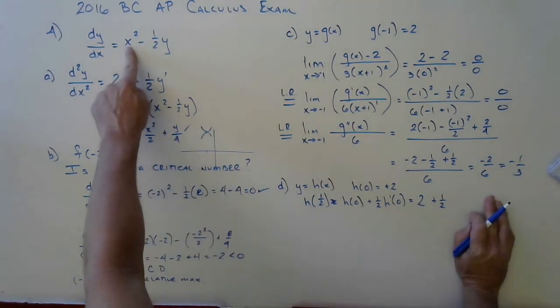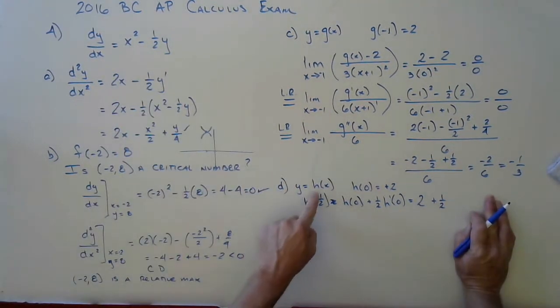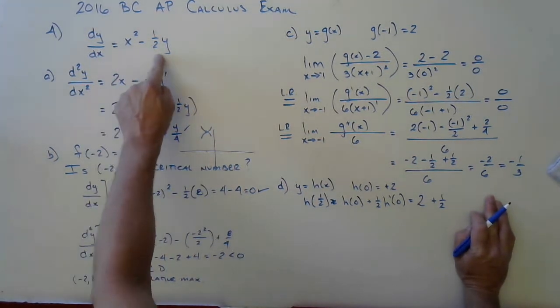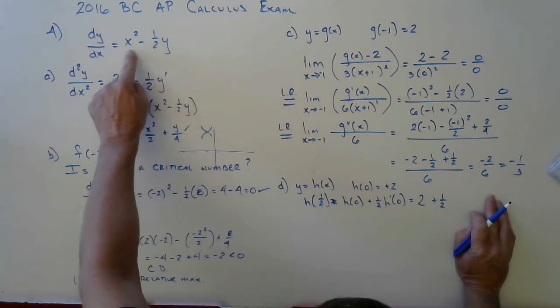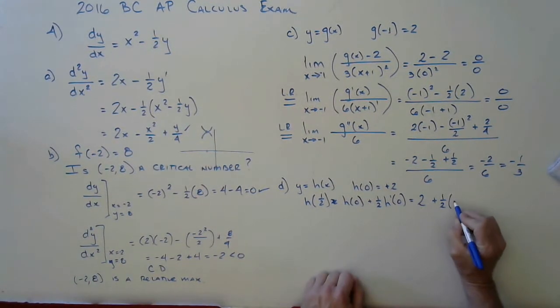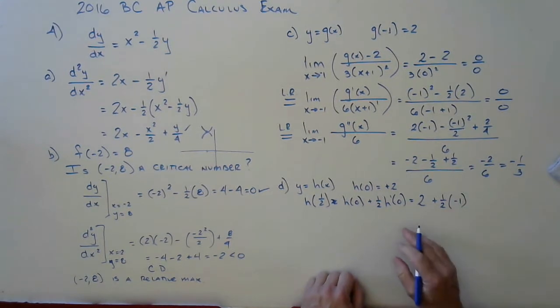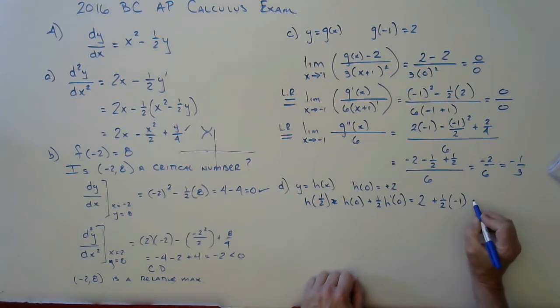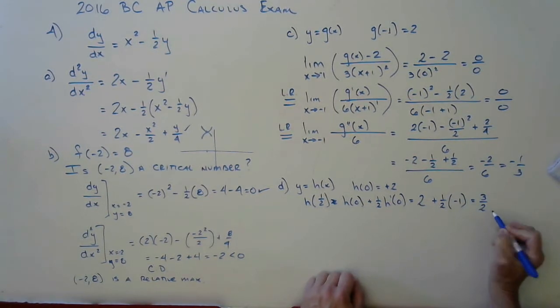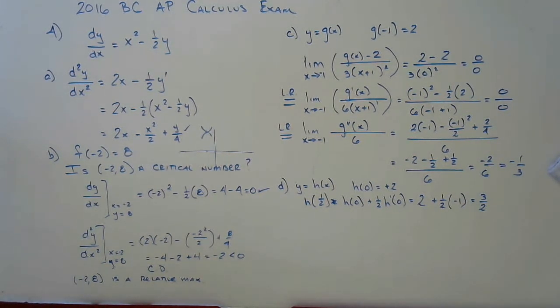Now, when I plug in 0, this is h prime. Remember, h is y, y prime is h prime. X is 0, y is 2. So we get 0 squared minus 1/2 times 2. So this is going to be negative 1. Right? 1/2 times 2, 1, negative 1. So what do we get here? We get 2, take away a half, we get 3/2 for h of a half.